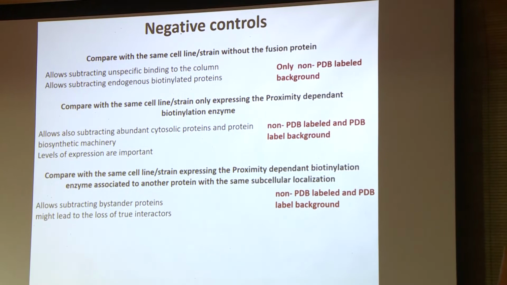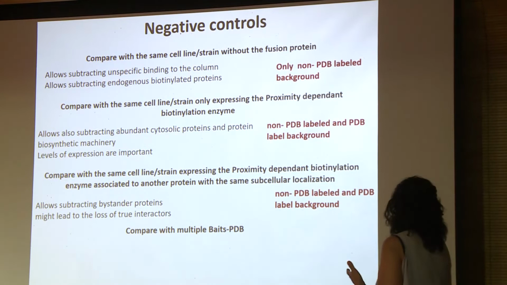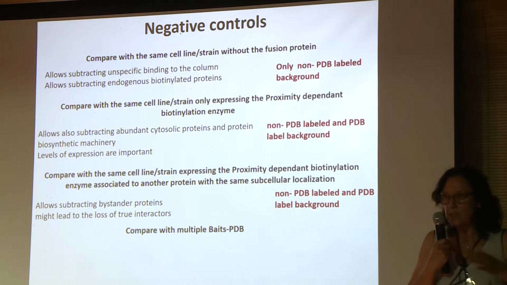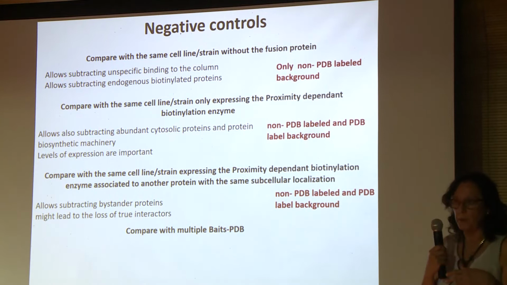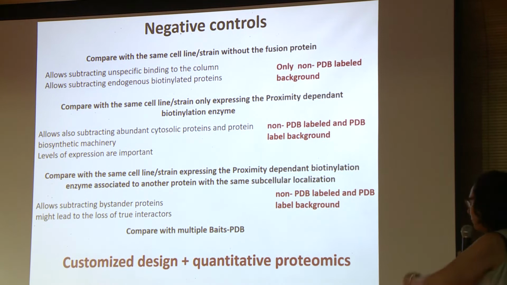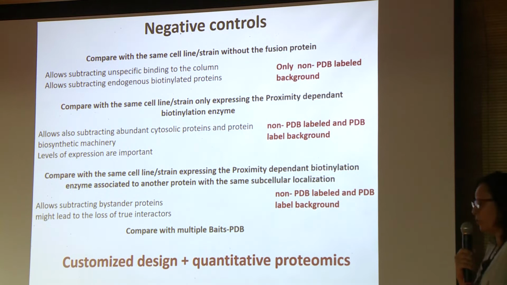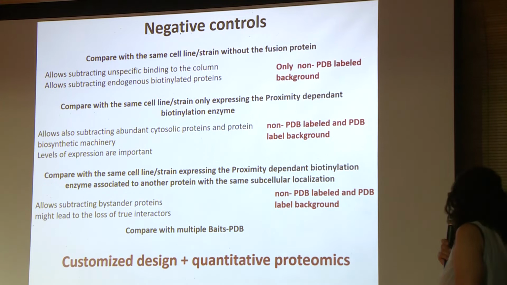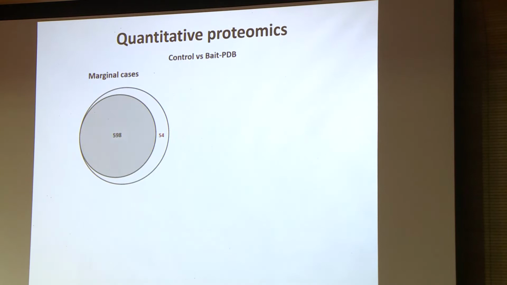And the other strategy very used is to compare multiple baits. So when you compare multiple baits, the background, similarly as the approach that is used for other interactomics, may be the same. So you can subtract this. So in any case, you have to design these experiments very specifically for your problem. You need a customized design, and you need to use quantitative proteomic experiments in order to perform this kind of analysis.